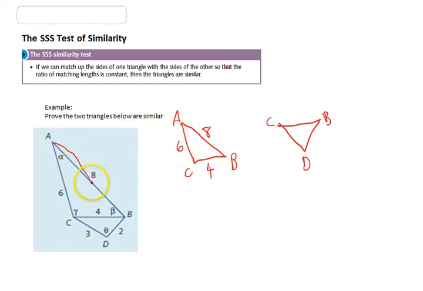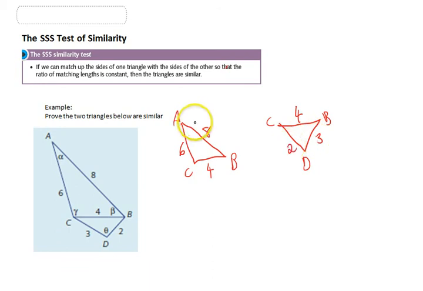I've taken this triangle and I've just redrawn the whole thing there. Okay, so 8, 4, and 6. And then we have this other triangle, CBD, and we can rewrite that as 4, 3, 2.